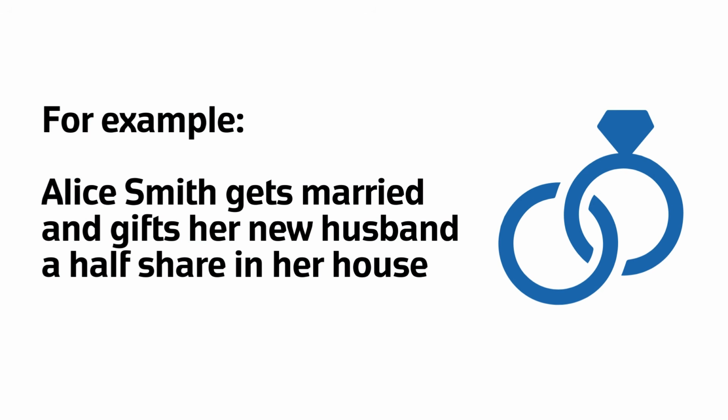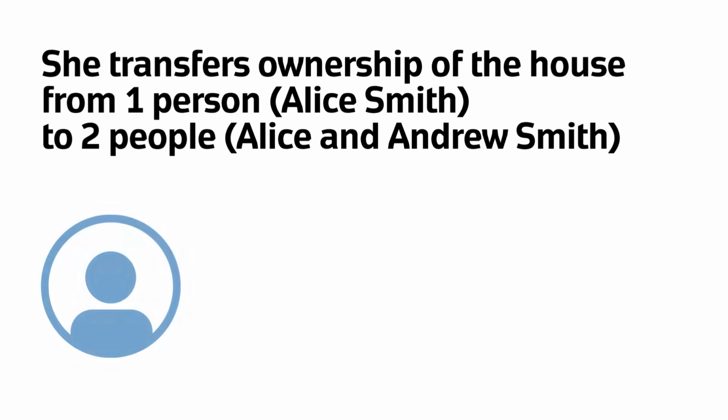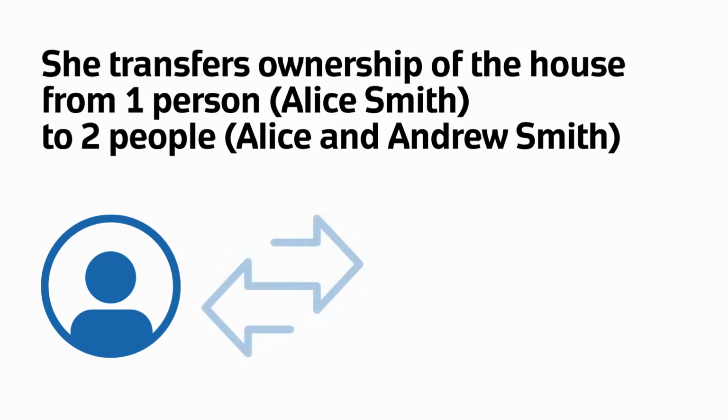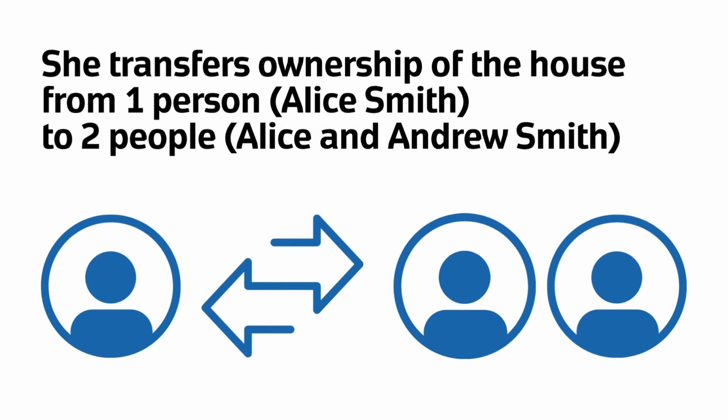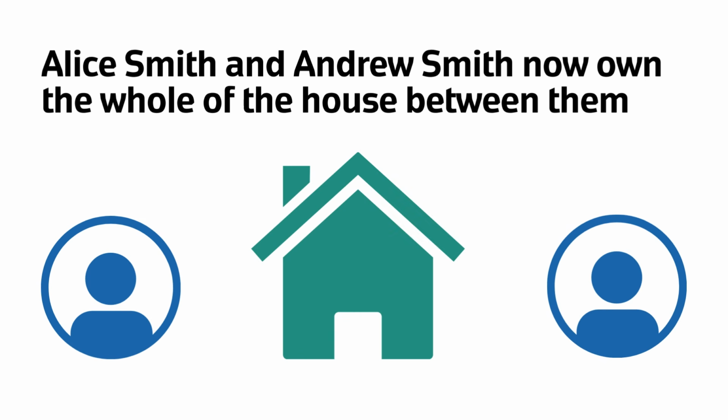Alice Smith gets married and gifts her new husband a half share in her house. She transfers ownership of the house from one person, Alice Smith, to two people, Alice and Andrew Smith. Alice Smith and Andrew Smith now own the whole of the house between them.